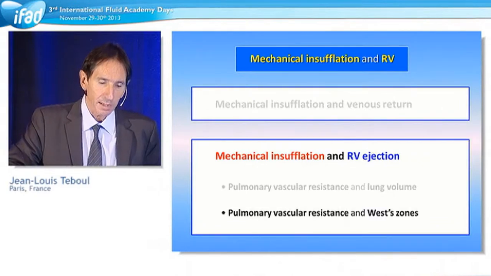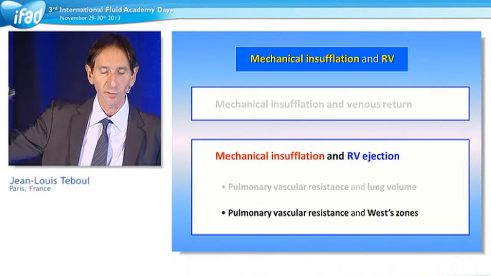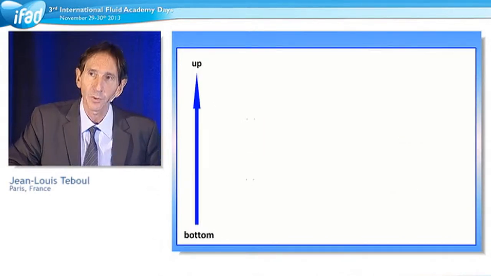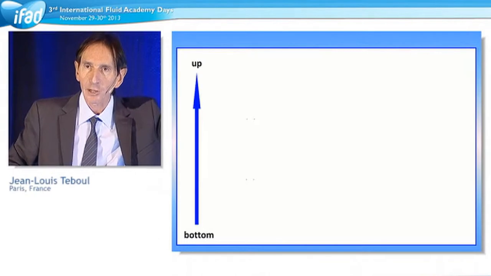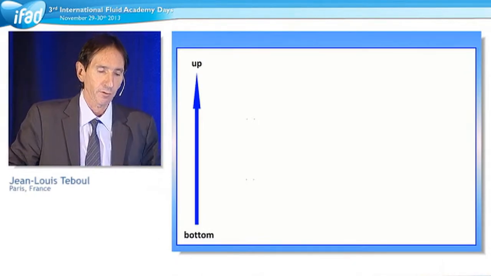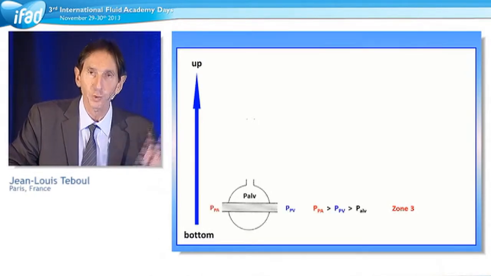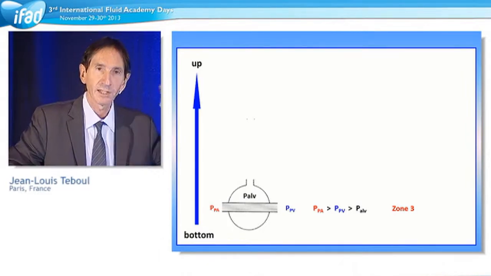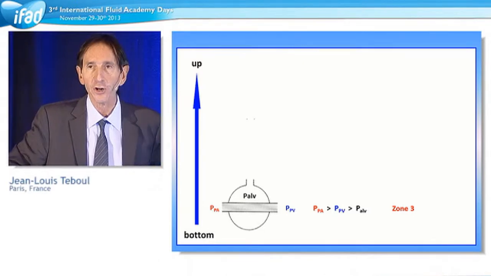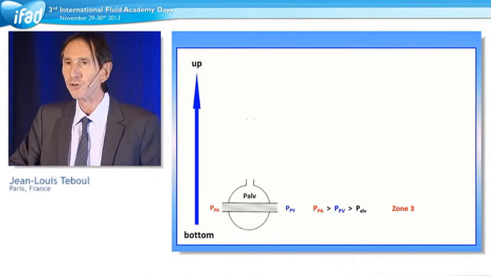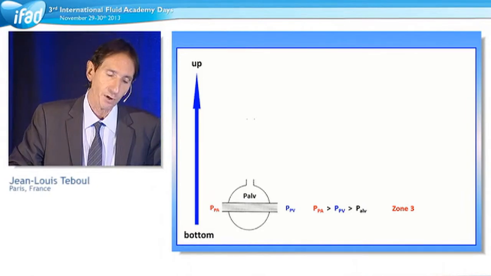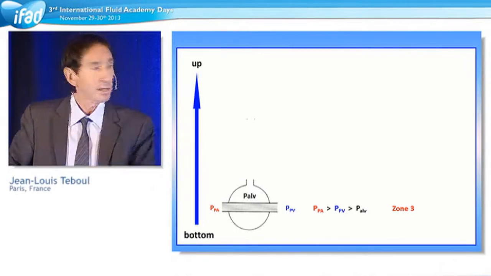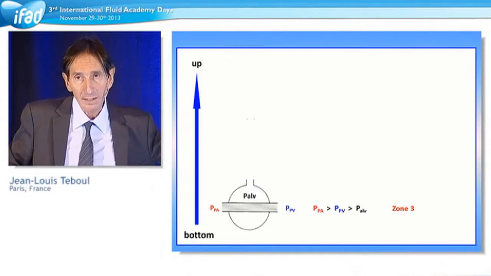Now, what about the pulmonary vascular resistance and the phenomenon of West zones? Just to remind you that, because of the hydrostatic gradient from bottom to top, we have in fact three zones, which are the West zones. In zone 3, the alveolar pressure is less than the venous pressure and also less than the arterial pressure of the pulmonary artery. Therefore, there is no resistance and the flow is maximum.